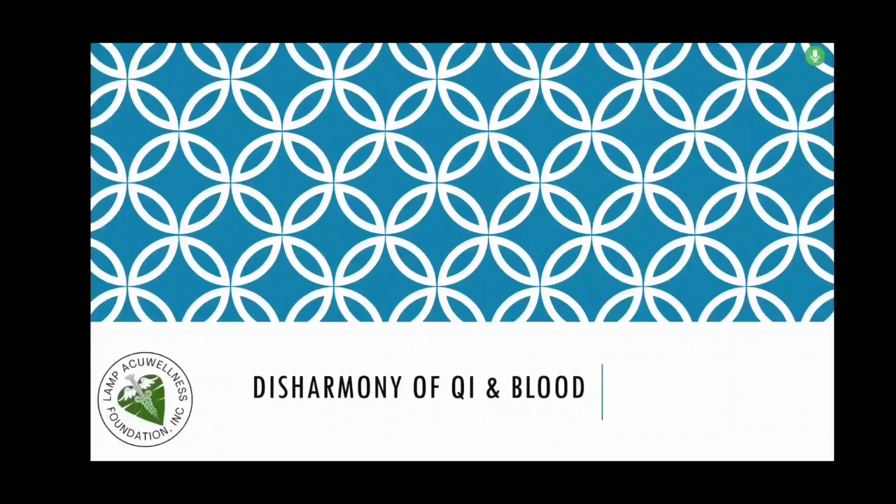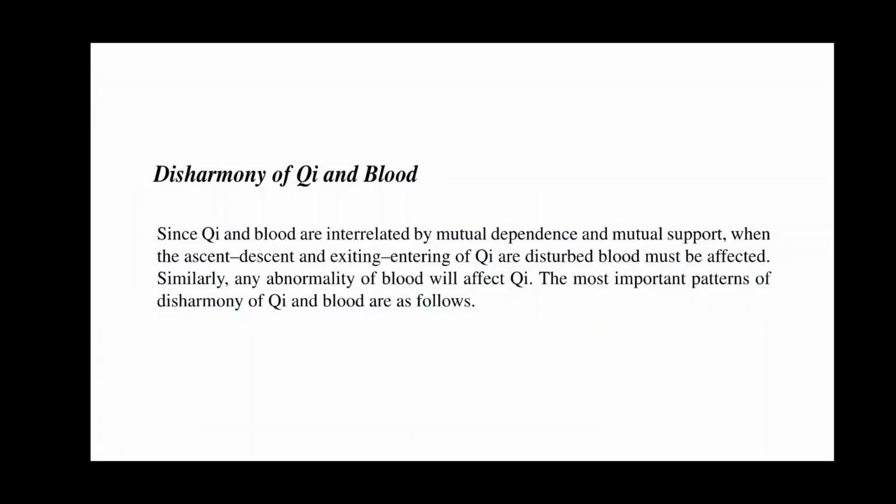Let us now go to disharmony of qi and blood. Since qi and blood are interrelated by mutual dependence and mutual support, when the ascent, descent, exiting, and entering of qi are disturbed, blood must be affected. Similarly, any abnormality of blood will affect qi. The most important patterns of disharmony of qi and blood are as follows.